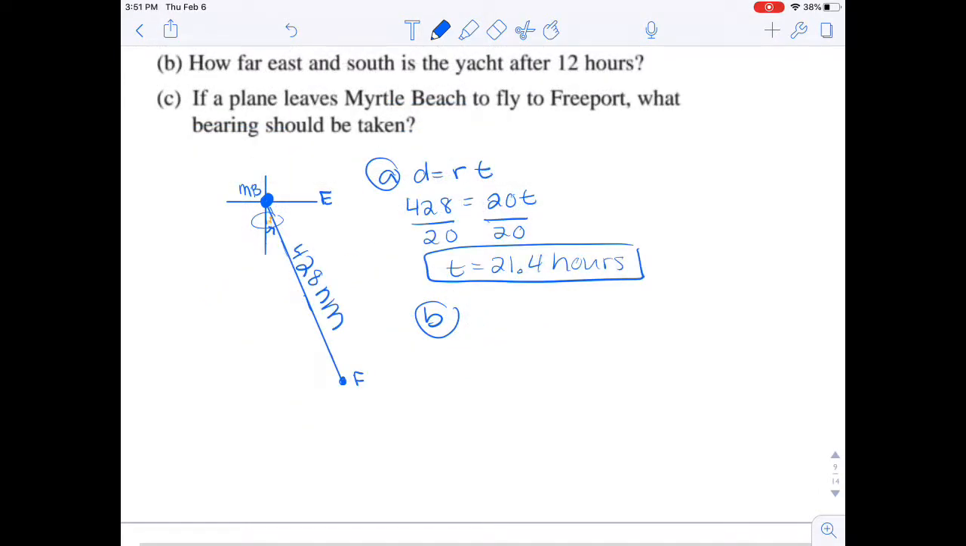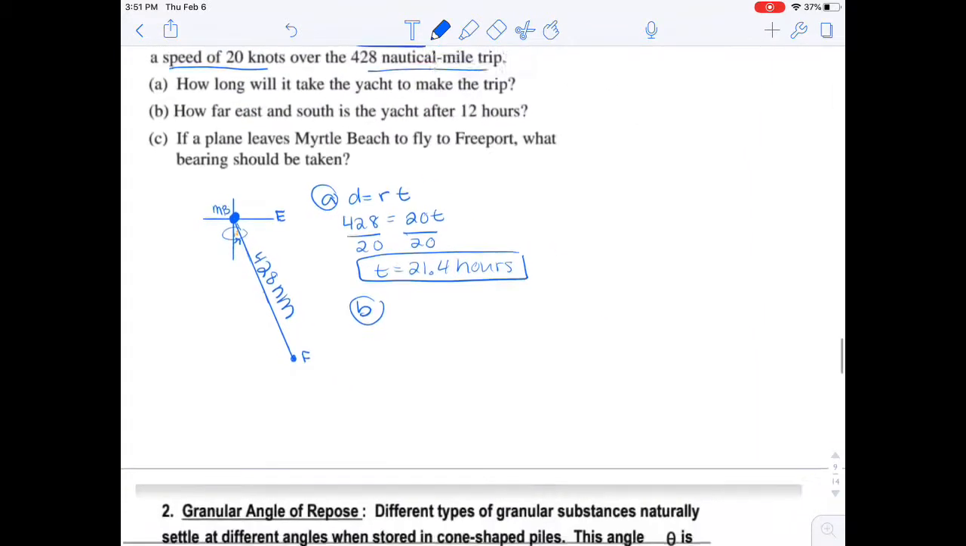Okay, part B says how far east and south is the yacht after 12 hours? Well, we're given this time frame, so we need to figure out what the distance is at 12 hours. So distance equals rate times time. I don't know the distance. The rate is still 20 knots, and the time is 12 hours. So now I know my distance is 240 nautical miles.